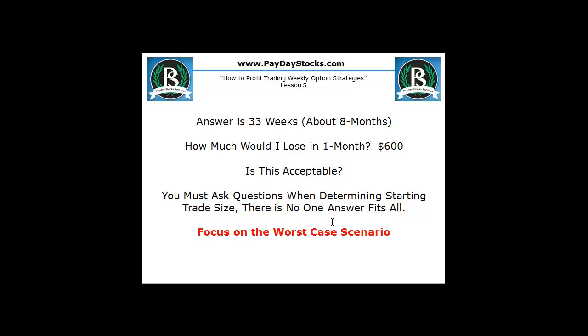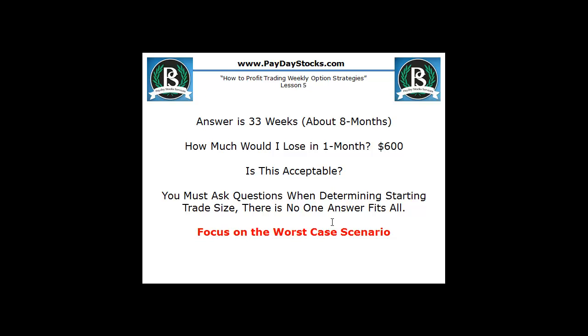If you were to lose every trade in 1 month, and so your $5,000 loses $600, is that acceptable? That has a little bit higher probability. You can have a bad month where every single trade loses. Probably not the maximum loss, but certainly, there is a higher probability of that happening than for it to happen for another 8 months. So you have to look at that and you say, okay, is that acceptable?